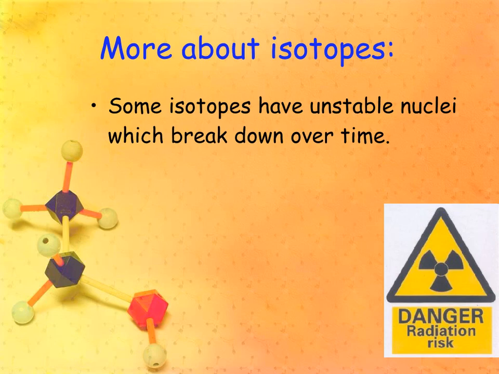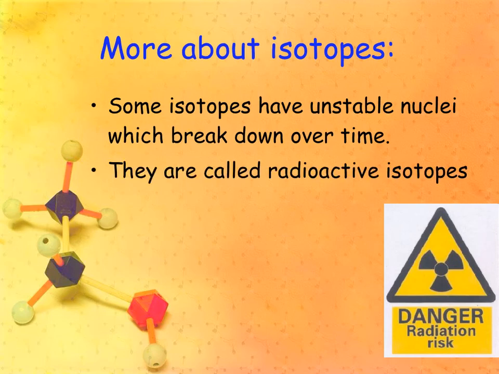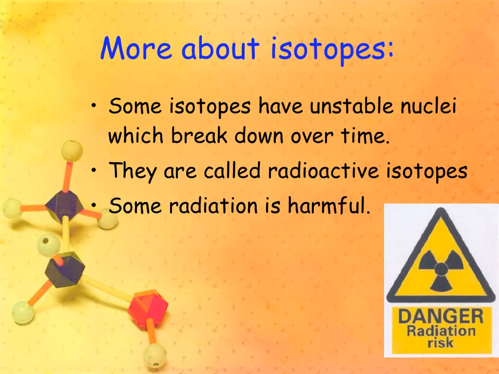So isotopes, you noticed back on that carbon one that some of them said they were stable and some said they were unstable. And the ones that are unstable tend to break down. And the ones that break down, we say that they are radioactive. And sometimes radiation is harmful. You could think of a nuclear power plant, that it's being run by this type of radiation.